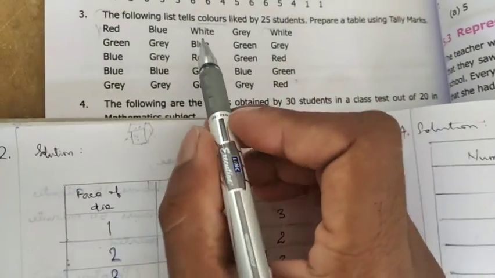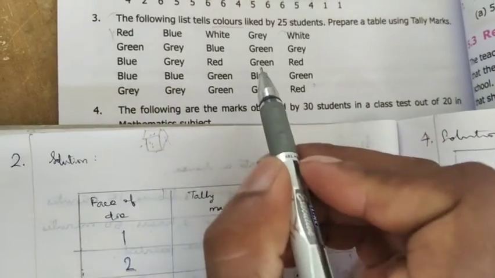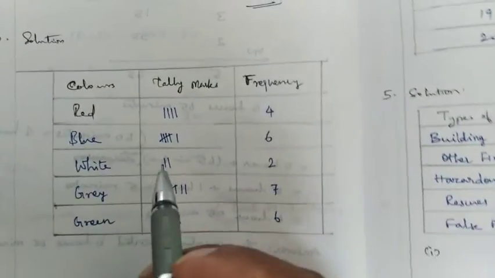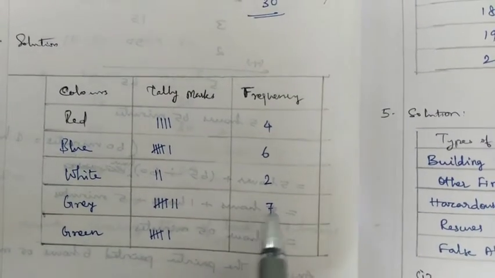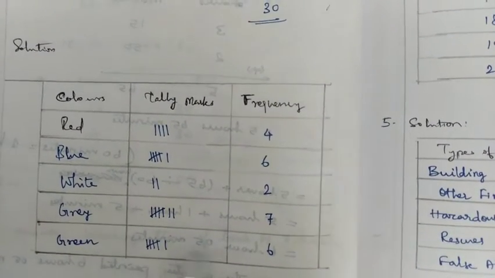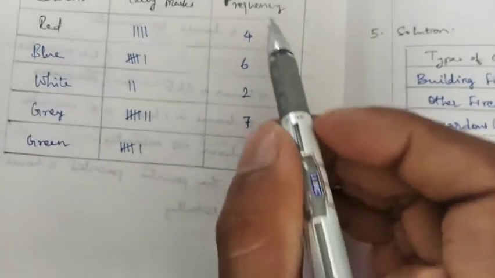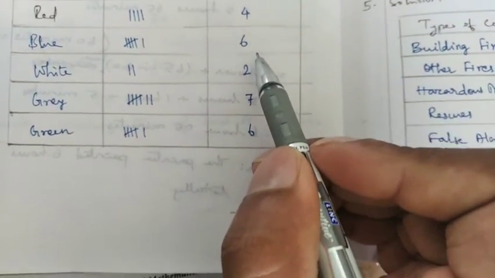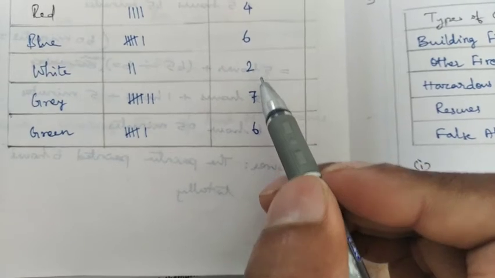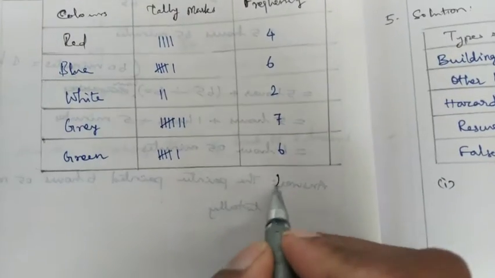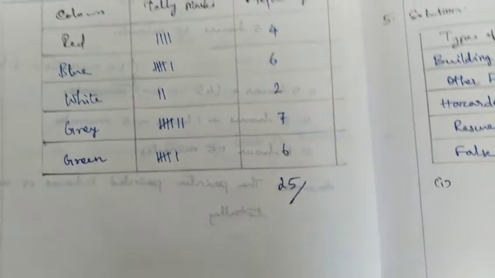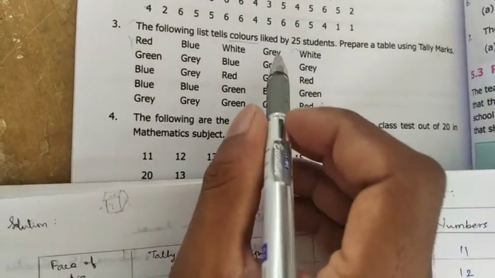Then white. White came 1, 2. So white 2 times. The green came 5 plus 2, 7 times. Gray 6 times. Now when you add the frequency, 4 plus 6 is 10, plus 2 is 12, 12 plus 7 is 19, 19 plus 6 is 25. So for a total of 25 students, the given answer should be right. The colors liked by 25 students.